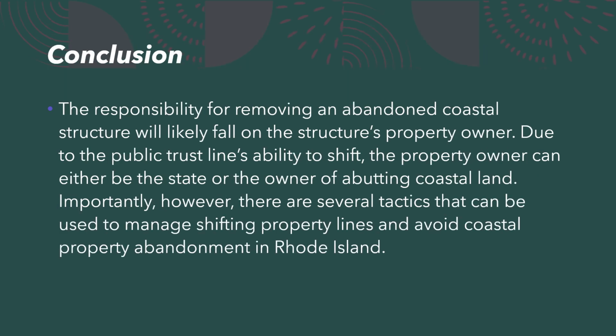Overall, as this presentation has explained, the responsibility for removing an abandoned coastal structure in Rhode Island will likely fall on the structure's property owner. Due to the public trust line's ability to shift, the property owner can either be the state or the owner of abutting coastal land. Importantly, however, there are several tactics that can be used to manage shifting property lines and avoid coastal property abandonment in Rhode Island.